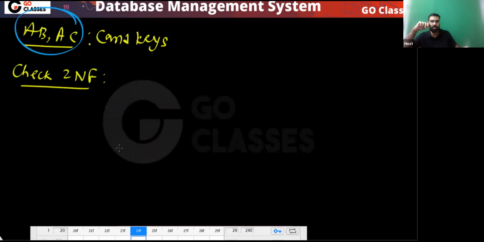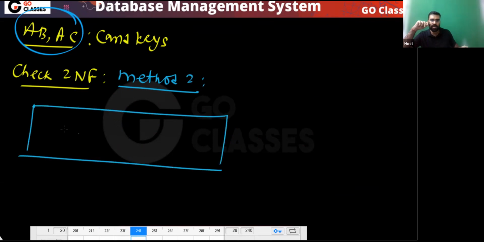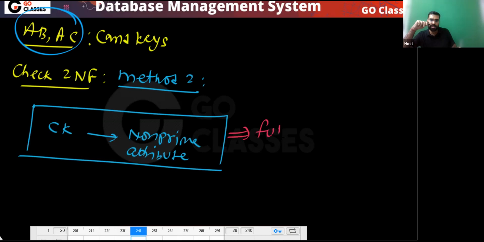What is another method of checking 2NF? That is the definition. You can apply the definition. Tell me, AB determining, is this a partial dependency or a full dependency? Look at this dependency where the candidate key determines a non-prime attribute, and you check whether it is full or partial.